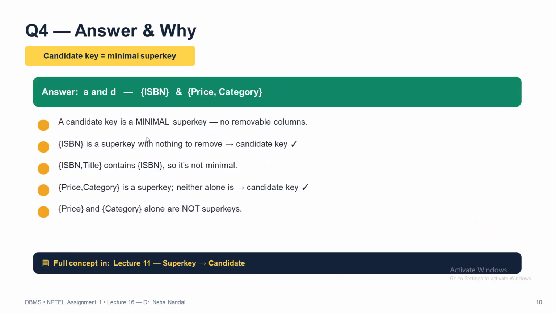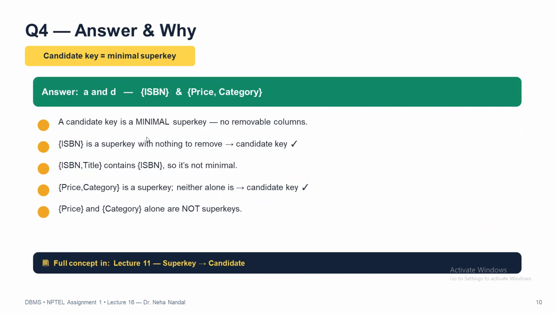So a candidate key is a minimal super key. There should not be any removable columns. So the answer will be ISBN, and price with category. ISBN is already a super key with nothing to remove, so yes, it is a candidate key. ISBN title contains ISBN, so it is not minimal. It is not a minimal one.